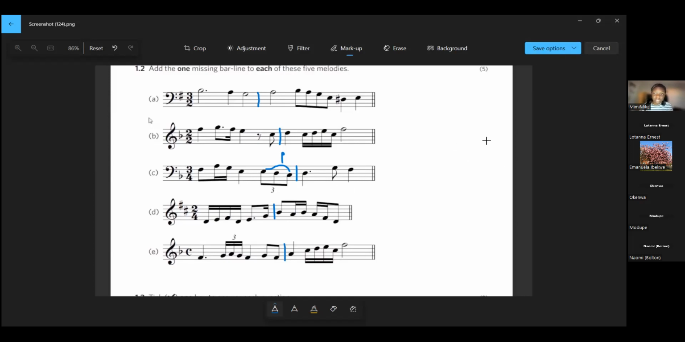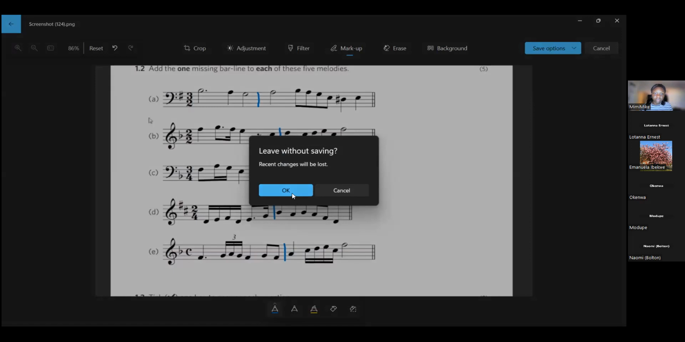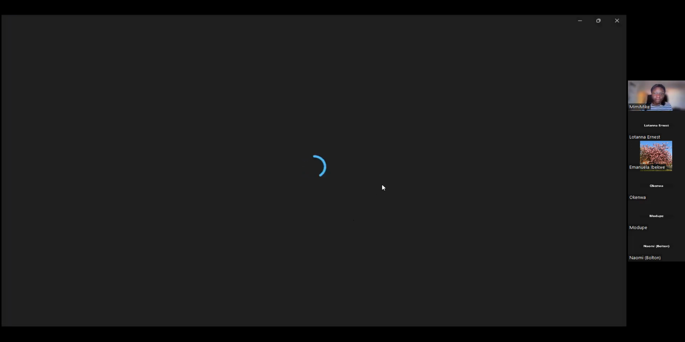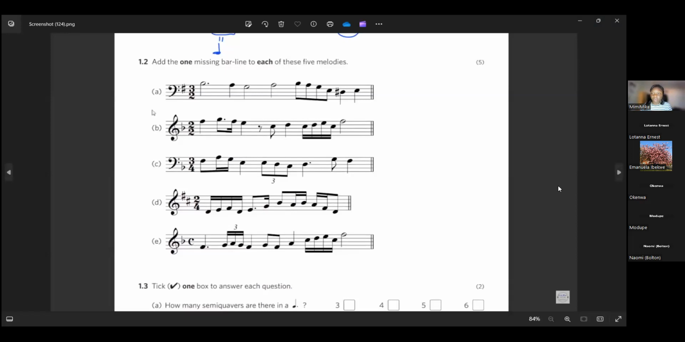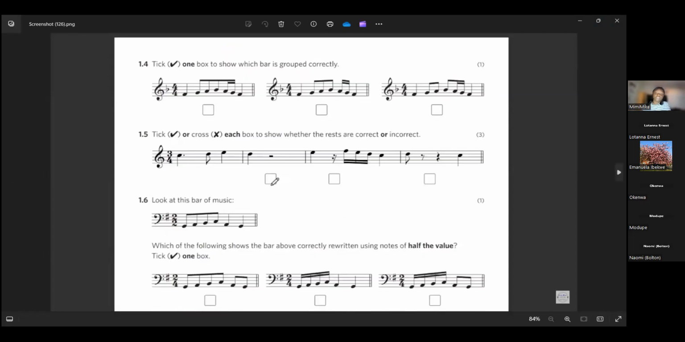Okay, so we'll move to the next one. Okay, so let's go on to the next. With time signatures, the more you do these exercises, the more you get a real grasp on what it's all about. This one is like 3 questions. So time is fast spent, but I will leave you with this assignment. Here it says tick one box to show which bar is grouped correctly.